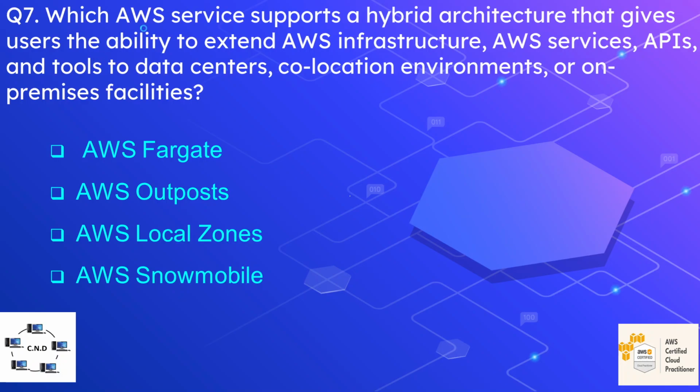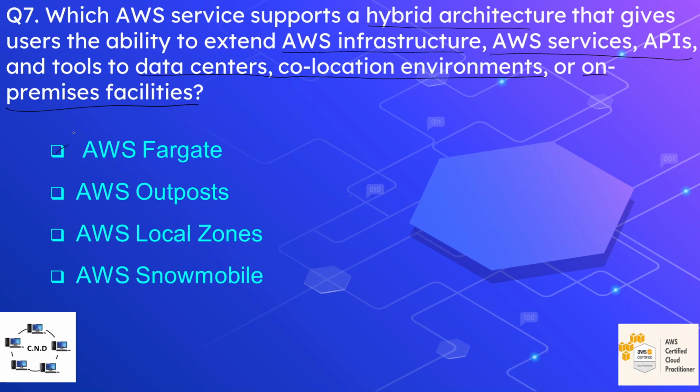Question number 7 is: which AWS service supports a hybrid infrastructure that gives the user the ability to extend AWS infrastructure, AWS services, APIs, and tools to a data center, co-location environment, or on-premise facilities? So we are talking about AWS infrastructure and services on the user's on-premise facility, inside the user's geographical location or inside the user's own on-premise data center. So what is the option?